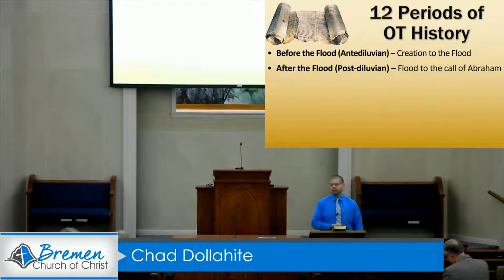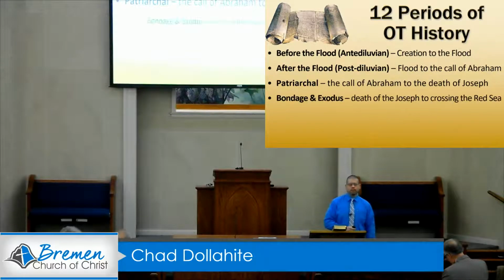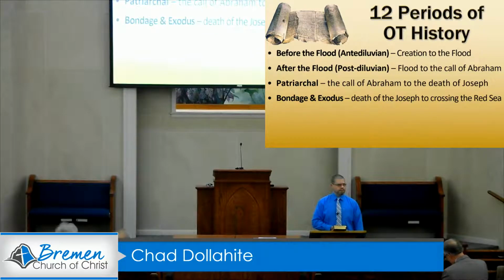Period number 3, patriarchal, from the call of Abraham to the death of Joseph. Period number 4, bondage and Exodus, which will go from the death of Joseph to crossing the Red Sea. That's kind of what we mark as the end of the Exodus. And then period number 5, wilderness wanderings, and that's going to go from crossing the Red Sea to crossing the Jordan River.